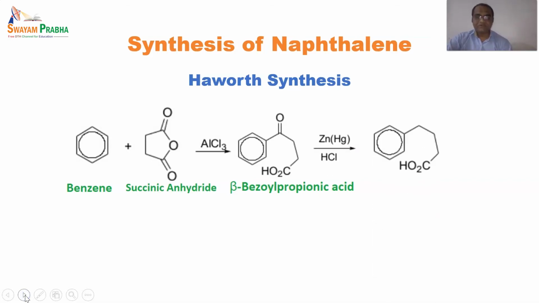After that, it is reduced. Whenever we come across this kind of reduction, we can say it is zinc amalgam. So zinc is alloyed with mercury, and in the presence of acidic conditions, it only reduces the carbonyl type of double bond, and it forms gamma phenyl butyric acid.